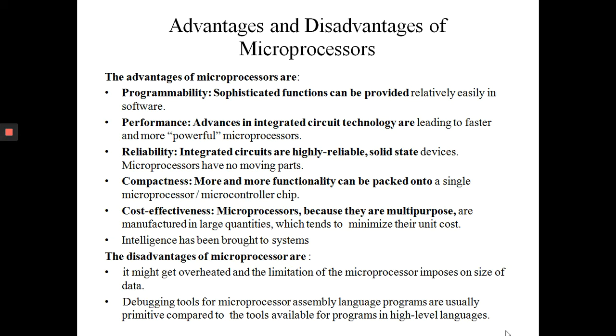The disadvantages of microprocessors: they might get overheated, and the limitation of the microprocessor imposes a limit on the size of data. Also, microprocessor assembly language programs are primitive compared to programs in high level languages.